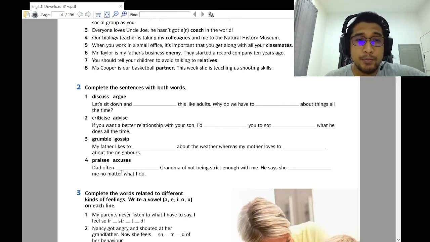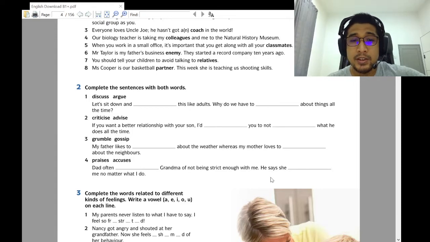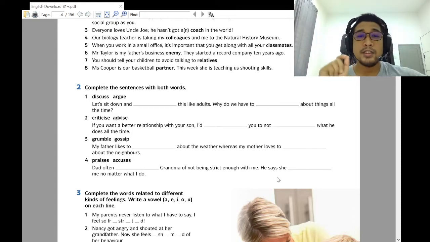Number 4, Dad often praises or accuses grandma of not being strict enough with me. The answer is accuses grandma of not being strict enough with me. He says that she praises me no matter what I do. Okay, so ayah dia kata nenek dia asyik puji je dia, always, all the time. Okay, and grandmothers are usually very soft to their grandchildren. Okay, I hope you got all the answers here correctly. If you didn't, please make sure you write the correct answers.